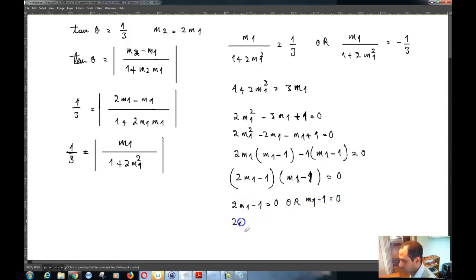This means that 2 times m1 is equal to 1, and m1 is equal to 1 by 2, or m1 is equal to positive 1. So these are the two possible cases for m1 here.